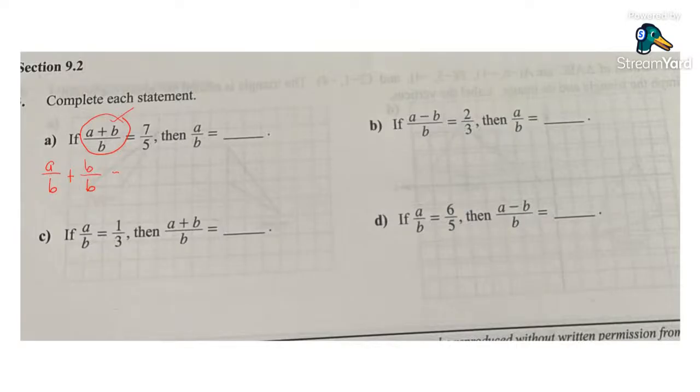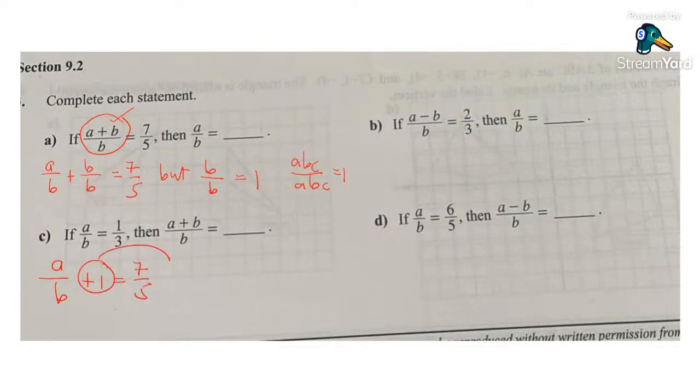So this is equal to 7 over 5. We are interested in the a over b. Now b over b is equal to 1. Any number or letter that is divided by itself is equal to 1. For example, ABC over ABC is also equal to 1 because you are dividing a variable by itself. Having this, I can establish a over b plus 1 is equal to 7 over 5.